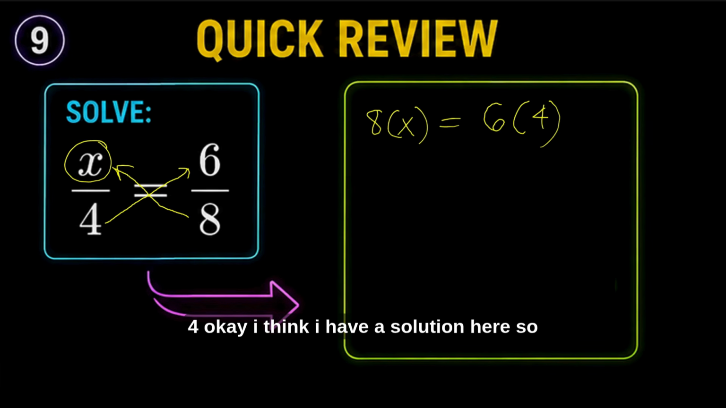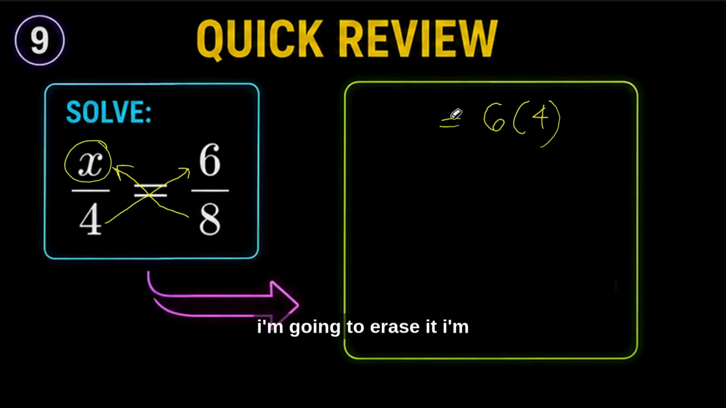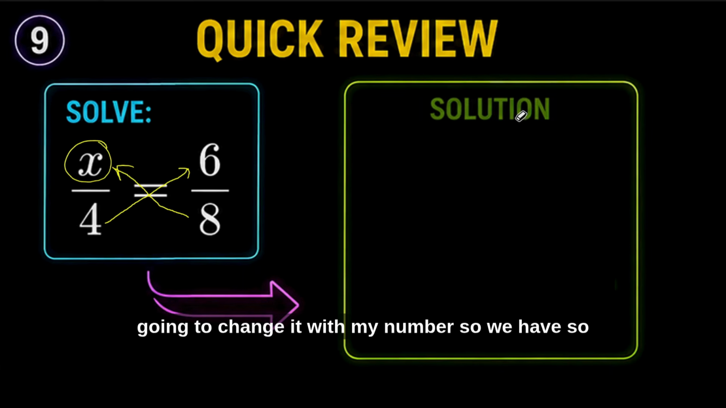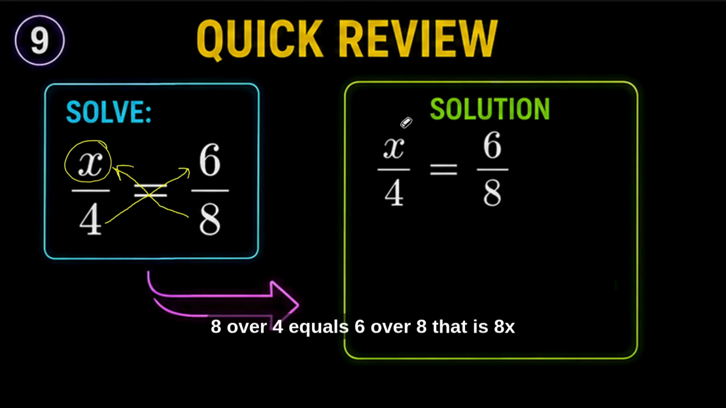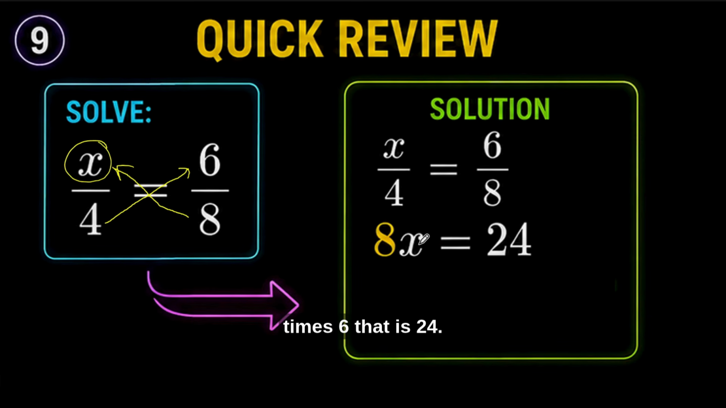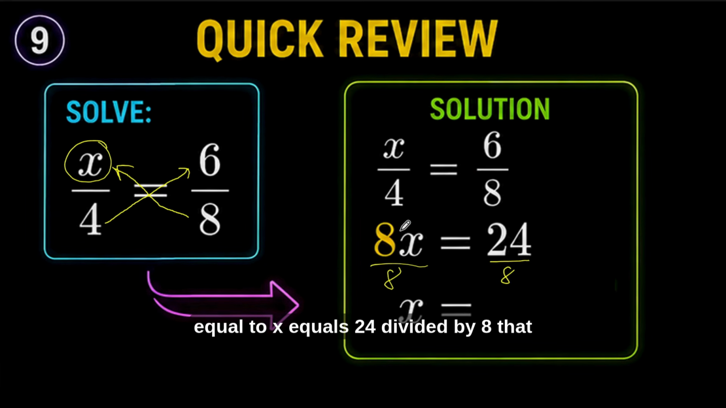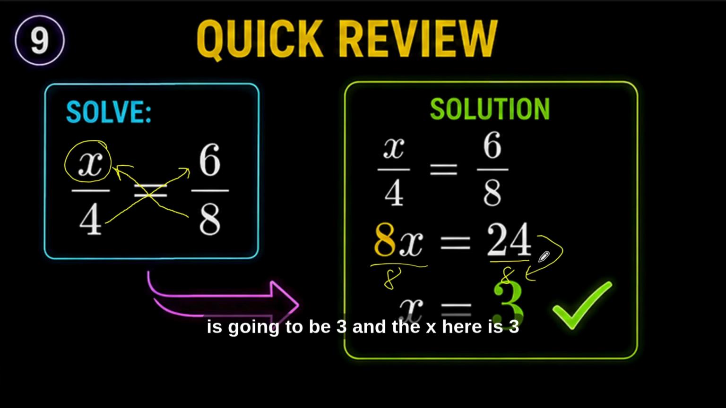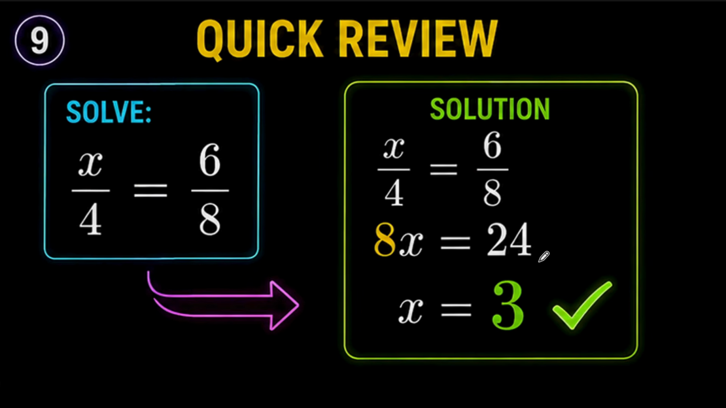Okay, I think I have a solution here, so I'm going to erase it and change it with my number. So we have x over 4 equals 6 over 8. That is 8x equals 24. Again, how do you get the 24? 4 times 6, that is 24. Then we divide both sides by 8 to isolate x, so that only x remains. x equals 24 divided by 8, that is going to be 3. And the x here is 3.